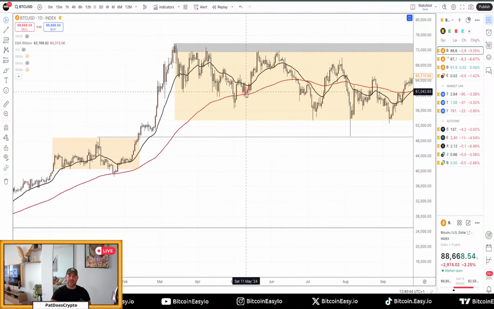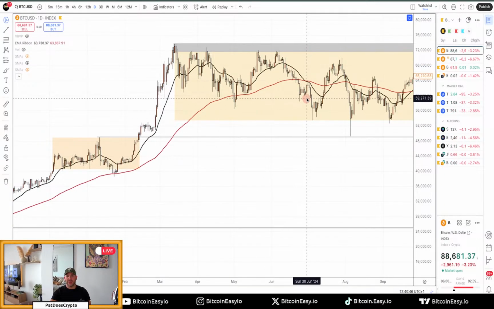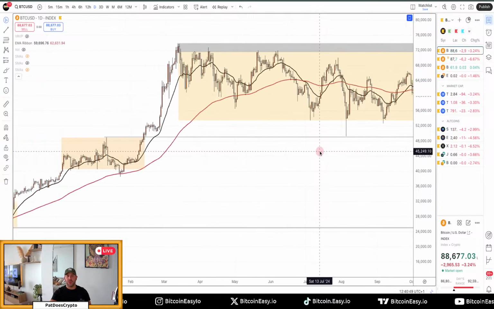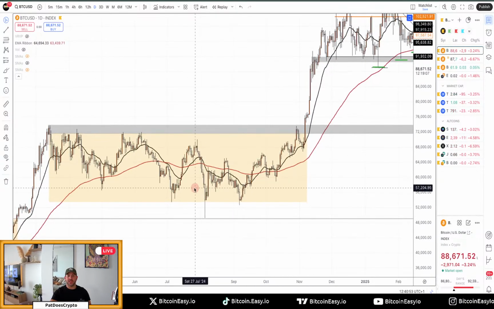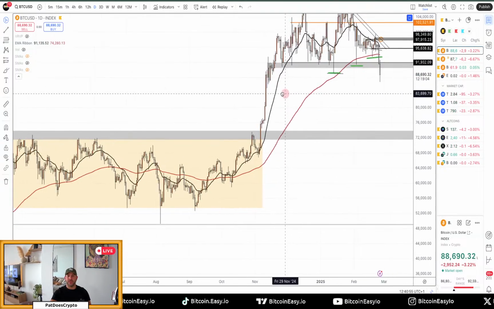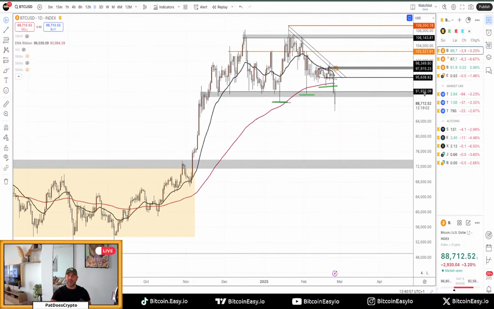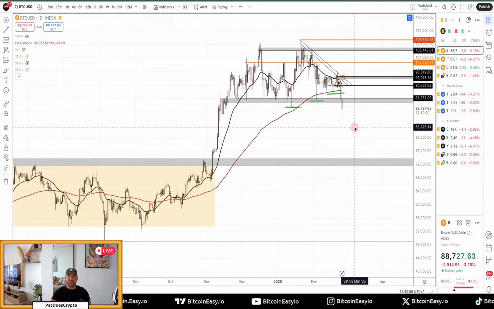Once we lost it, we started trading sideways, and then once we got rejected by it, we ended up going back down to the previous range to pick up support from there, and then eventually to break out of that range and look for higher price targets. So that obviously is a very likely scenario for Bitcoin as well.